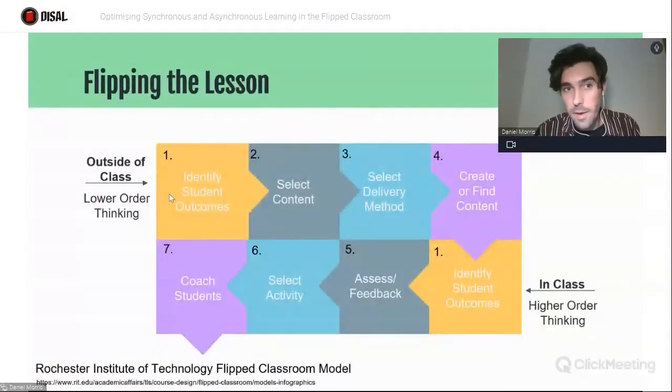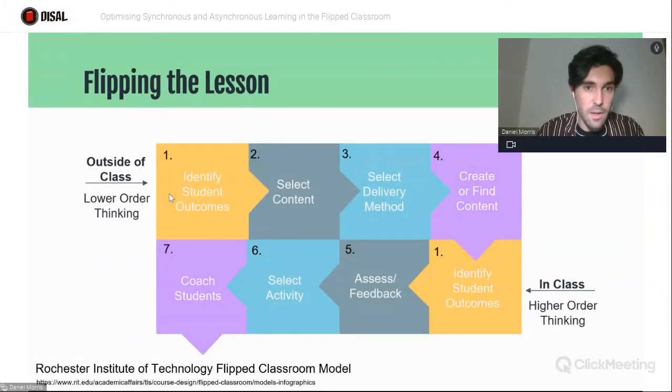Okay, something else that I also refer to when I want to flip my lesson is a useful guide from the Rochester Institute of Technology based on the flipped classroom model. You can see in front of us that we have 7 steps, okay, to flip the lesson. And in each step, we consider the different stages of the lesson. Okay, in step 1, we think about our student outcomes. What do we want the students to achieve, both outside of the class and inside the class? What kind of lower order thinking skills, perhaps, do we want the students to focus on? And what kind of higher order thinking skills will we build on inside the class?